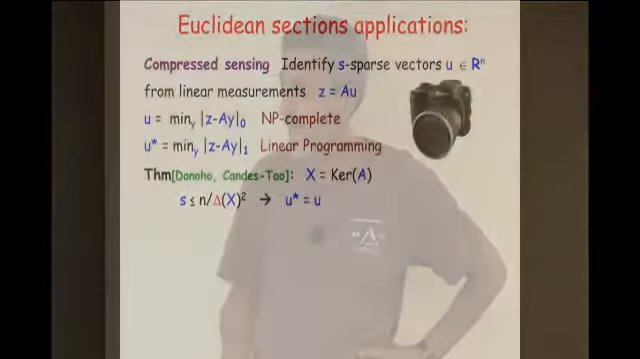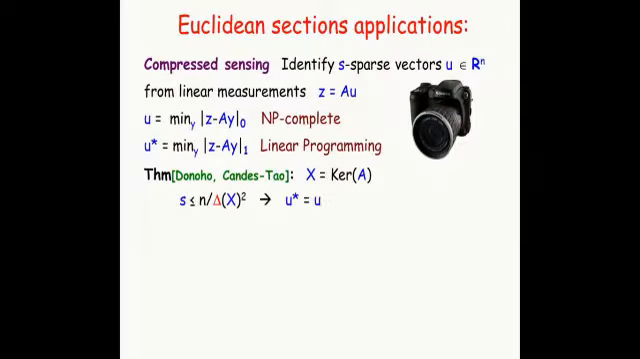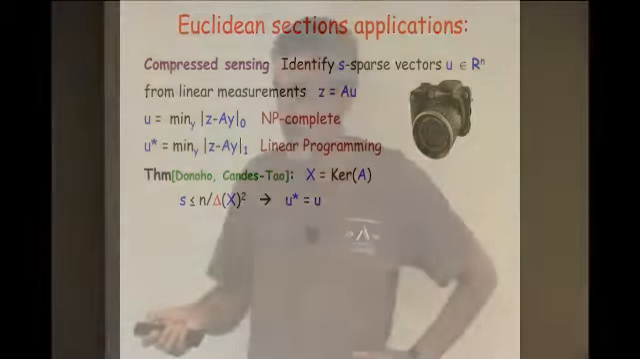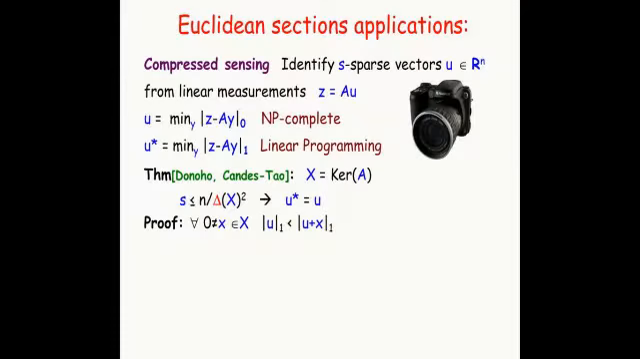If X is the kernel of this matrix A, then as long as S is sparse, where sparse means n over the distortion, if the distortion is constant, even linear size vectors you can recover. The solution to this program and this program will be the same. Might as well do the efficient one. Okay? So the proof, I could give it to you. It's a couple of lines, but I won't now. Maybe you can ask me about it.